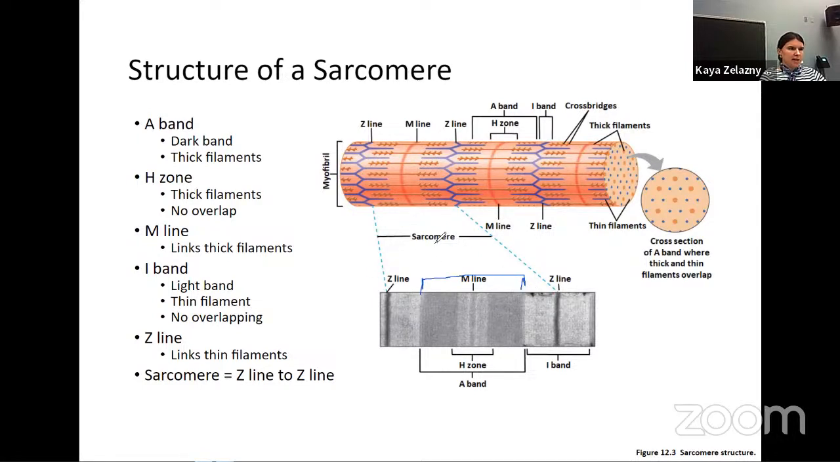We have this dark band, and this corresponds to everywhere that we have our thick filament. So our thick filament here is this part. Again, it's this orangey part, this line in the center of the sarcomere going horizontally across. That's our thick filament. So anywhere we have that thick filament, that is going to be within our A band.